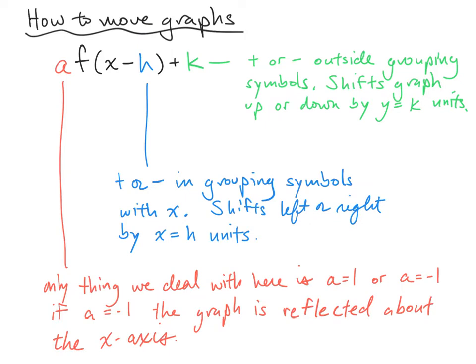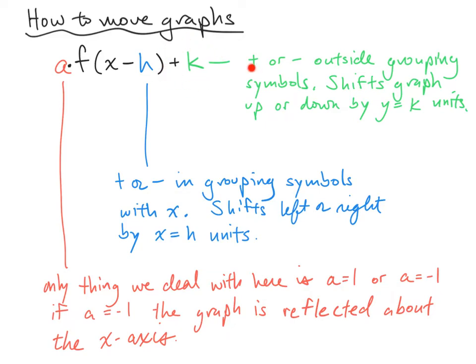All right, so here we have how to move a graph. And this gets into some real funky notation. So we just have a times f of x minus h, and there's that subtraction of h in the parentheses with x. And then outside of the set of parentheses, we have plus k. So we have, where do I want to start? Let's start with plus k.